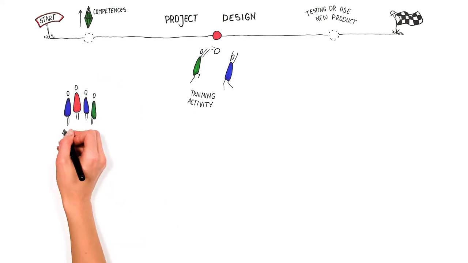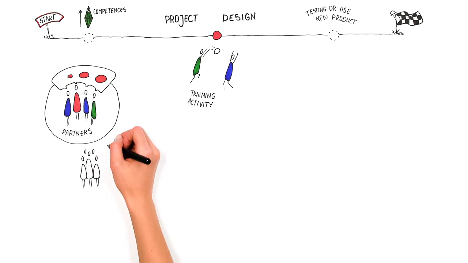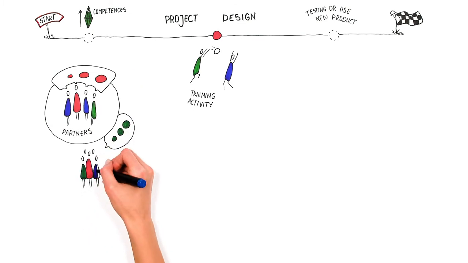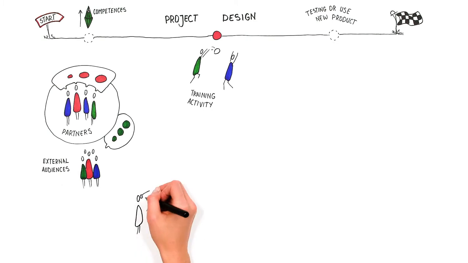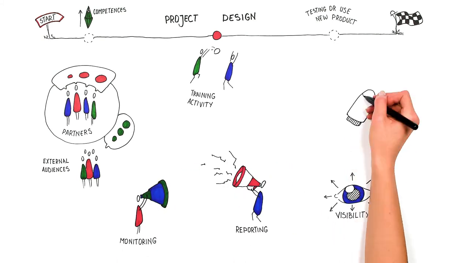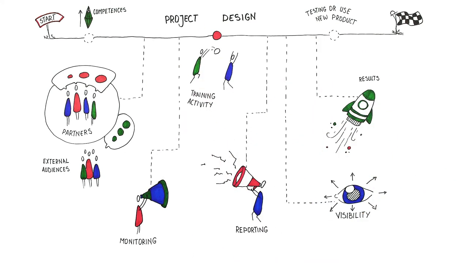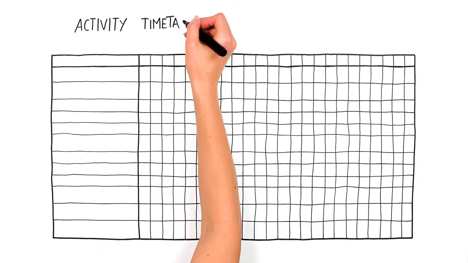Project design is also influenced by a number of processes ongoing throughout the entire project: communication among partners and with external audiences, monitoring, reporting, project visibility, and dissemination of the results achieved. Let's take a look at the example.